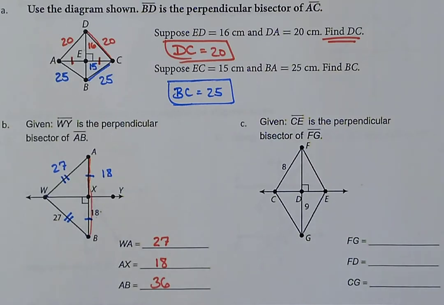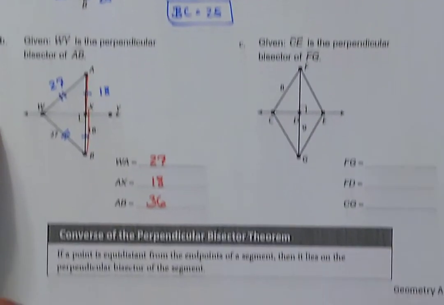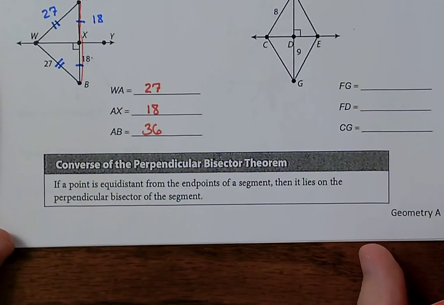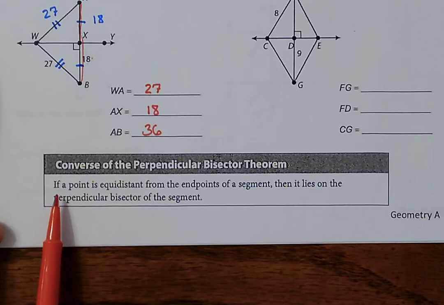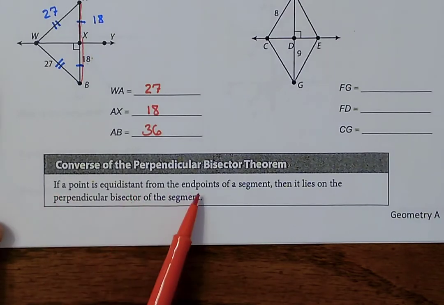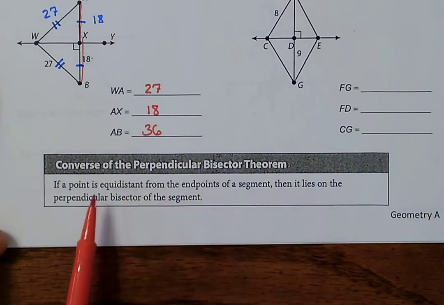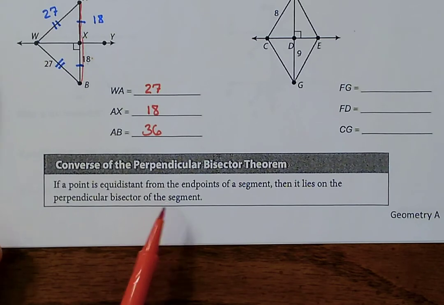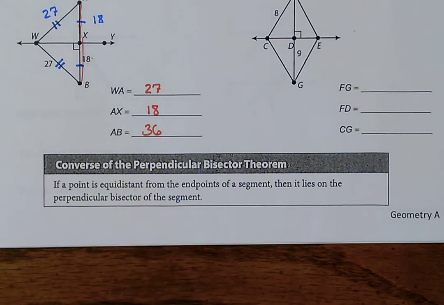All right, now, with the perpendicular bisector theorem, there is also the converse of the perpendicular bisector theorem, which states if a point is equidistant from the endpoints of the segment, then it lies on the perpendicular bisector. So how we are going to use that is we're going to use the converse of the perpendicular bisector theorem and the Pythagorean theorem to help us go through and solve stuff.